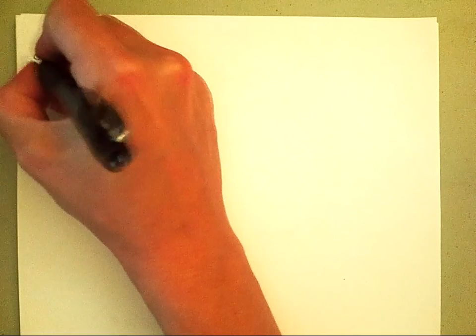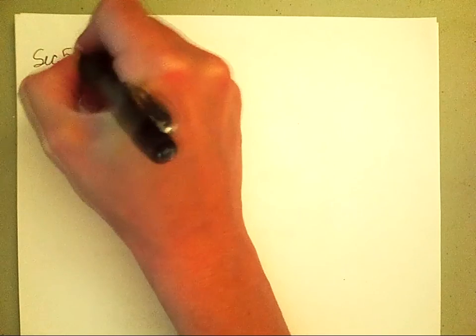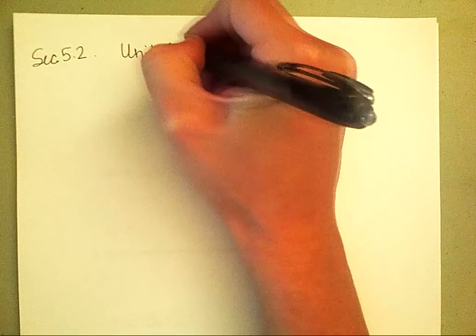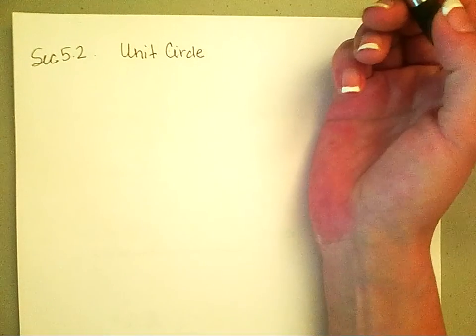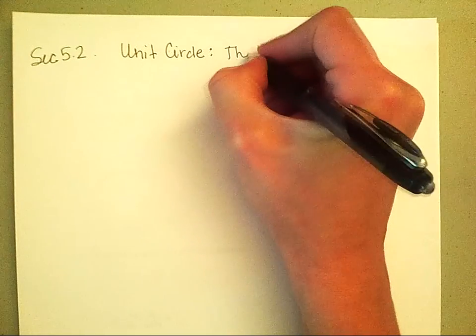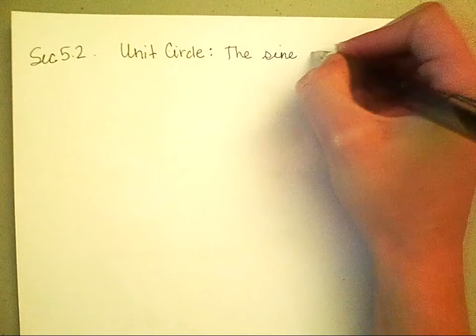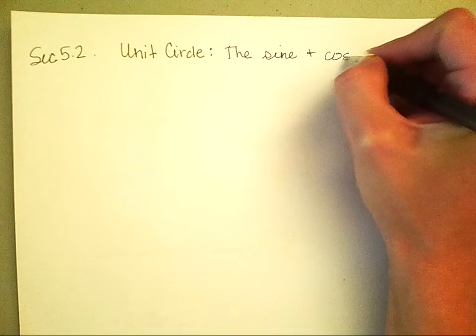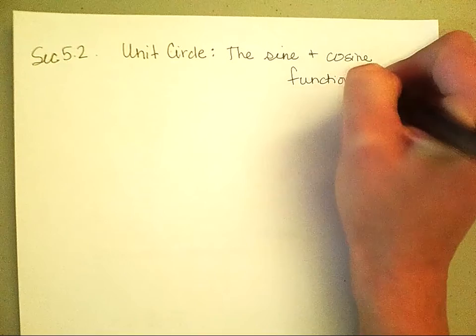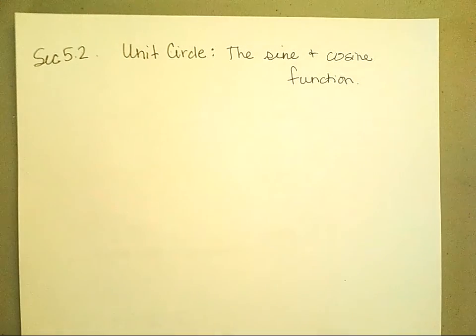Okay, so today we are going to talk about section 5.2. And we will learn about this thing called the unit circle that will be our best friend. And also then the sine and the cosine function. Turns out these are another one of our basic functions that we'll need to know about.